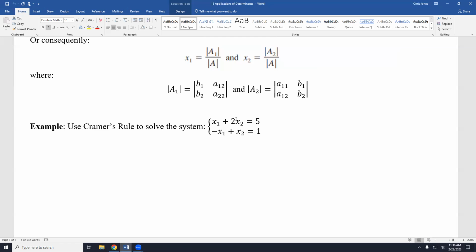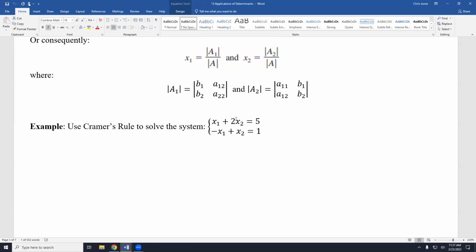To find x1, x1 is the determinant of A1 divided by the determinant of A. And we know the determinant of A1 is 3, the determinant of A is 3. 3 divided by 3 is 1. For x2, that's the determinant of A2 divided by A. And that's going to be equal to 6 over 3, which is 2. So that's the solution to this system.